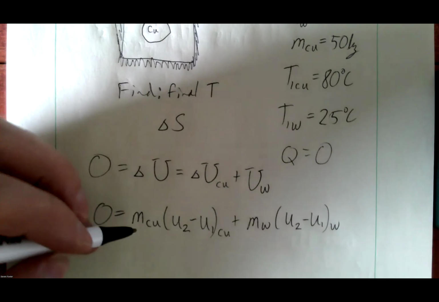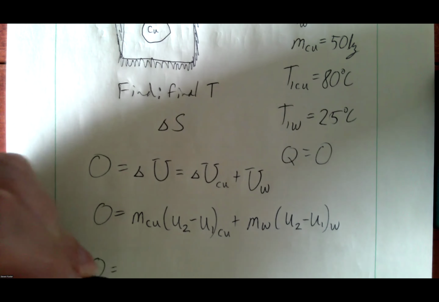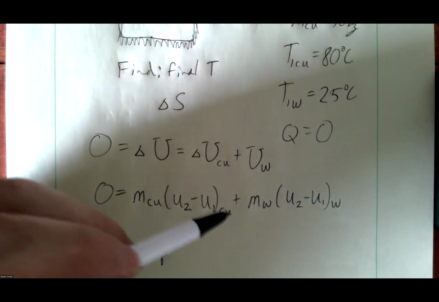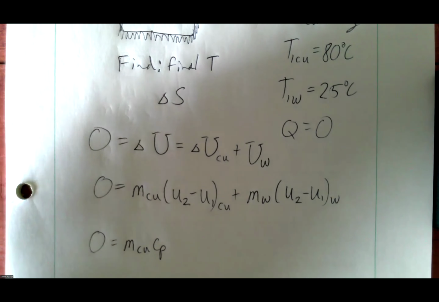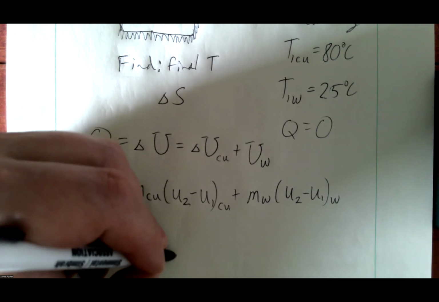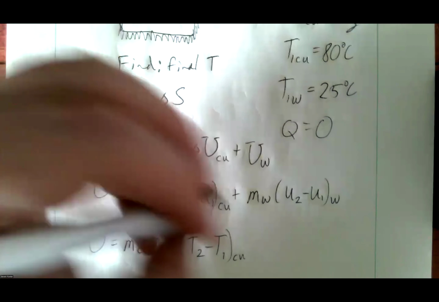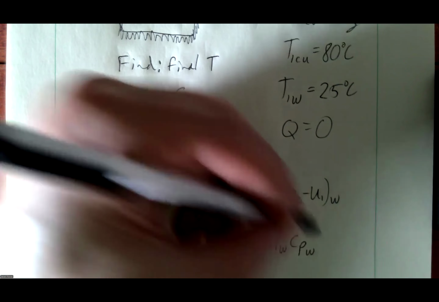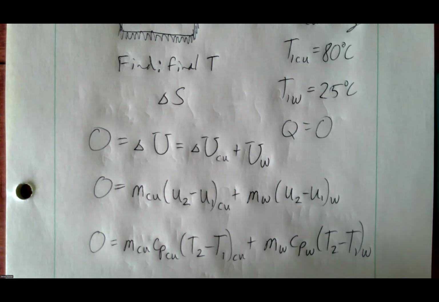And given that I know one temperature and I'm looking for another temperature, maybe I just use specific heat, right? In general, I wouldn't use specific heat for water, but this is the one rare case where I could use specific heat for water because I've got liquid water staying liquid. So I'm going to use the specific heat for copper times the temperature change for the copper. And then I'm going to use the mass of the water, the specific heat of the water times the temperature change for the water, using that C sub P times the temperature change to find the internal energy.